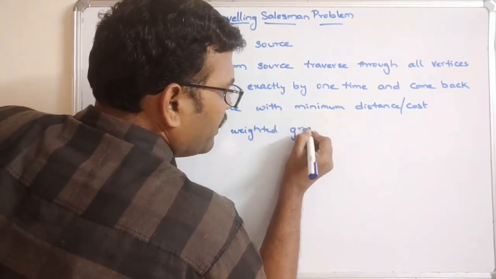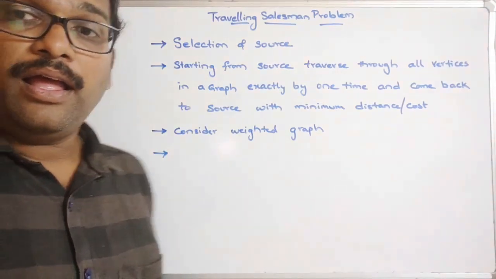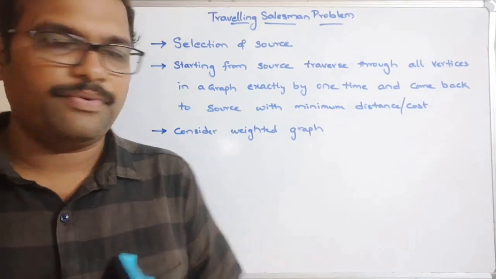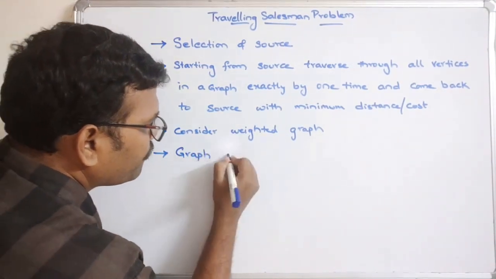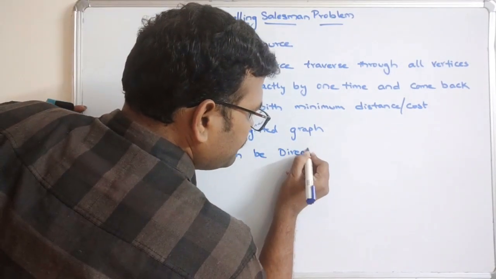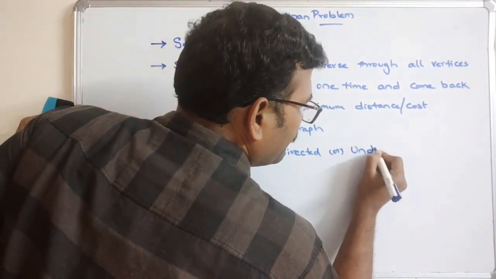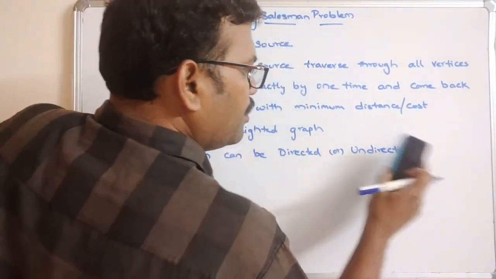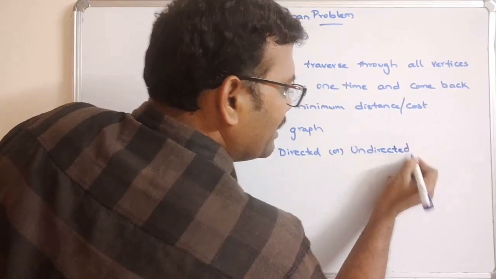And one more important thing, so we can have the directed graph or undirected graph. So graph can be directed or undirected. I think you know the difference between directed and undirected.